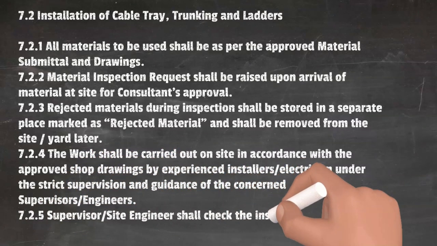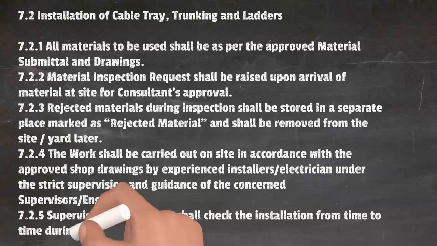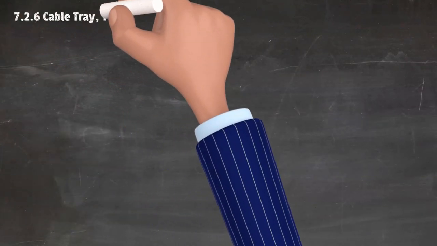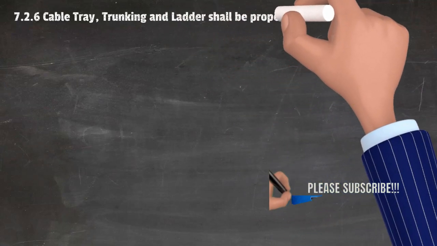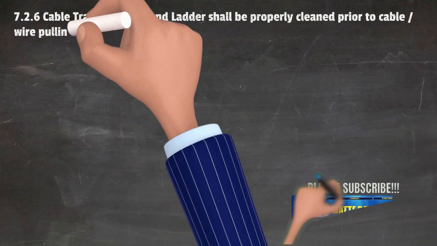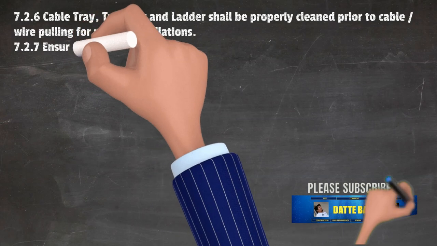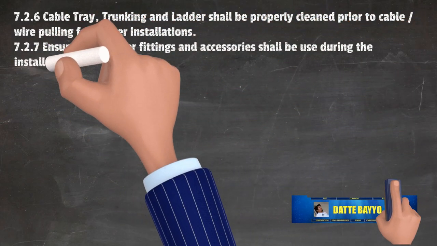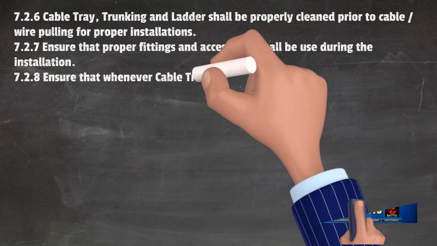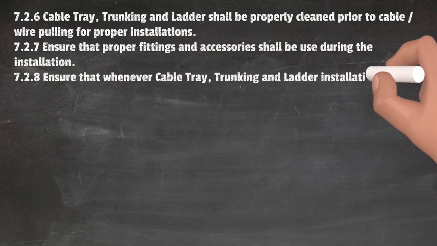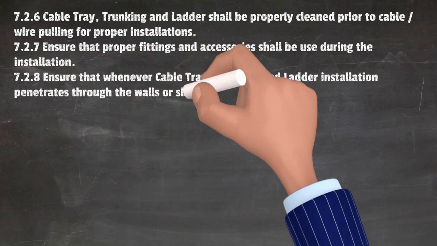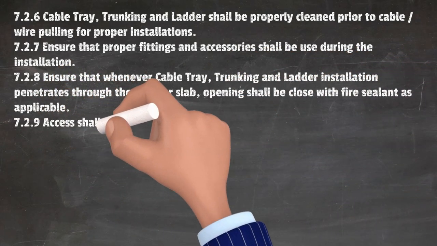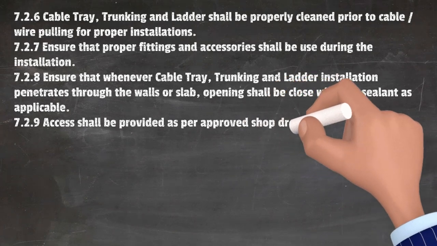Supervisor/site engineer shall check the installation from time to time during the installation works. Cable tray, trunking, and ladder shall be properly cleaned prior to cable/wire pulling for proper installations. Ensure that proper fittings and accessories shall be used during the installation. Ensure that whenever cable tray, trunking and ladder installation penetrates through the walls or slab, opening shall be closed with fire sealant as applicable. Access shall be provided as per approved shop drawings.